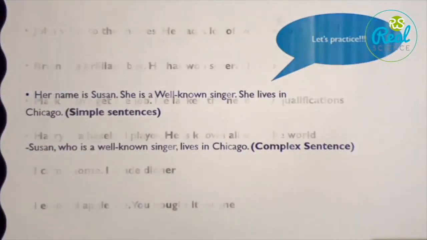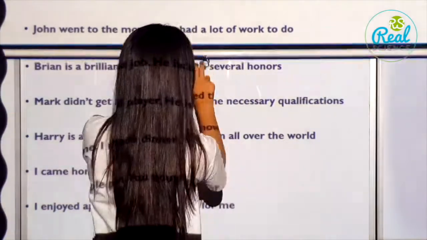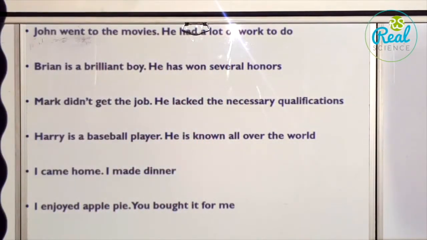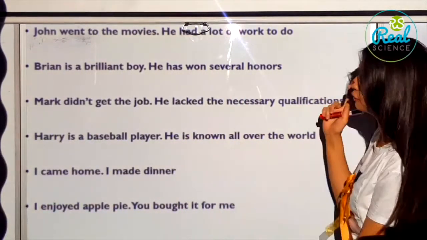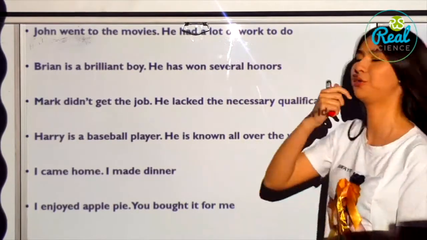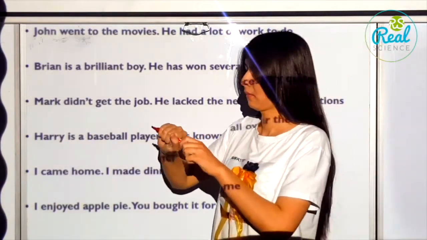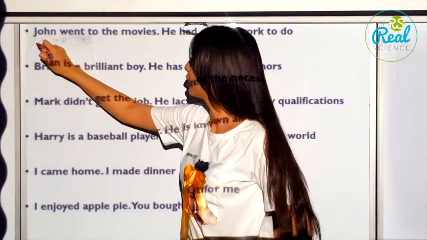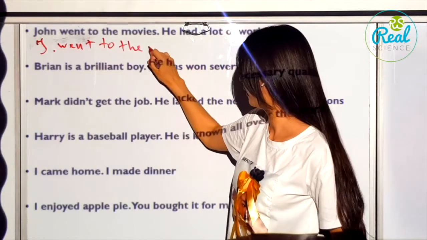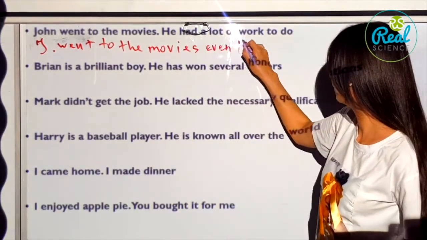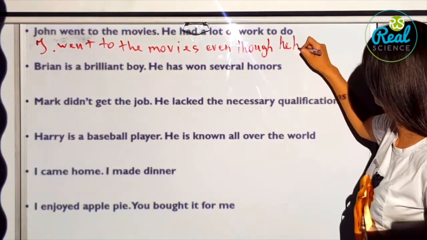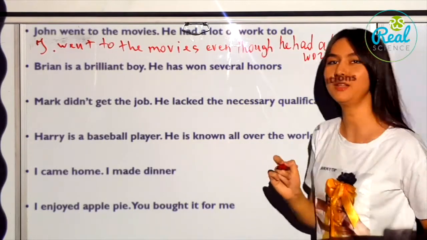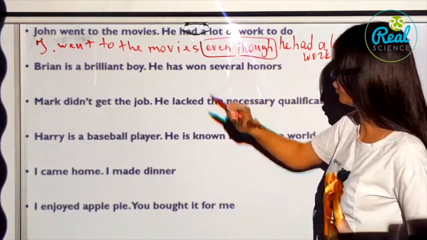We will work together. Now look at this one. I will write, and you will tell me. The first one: John went to the movies. He had a lot of work to do. Let's join them. Even though. Yes, good job. Even though it's more suitable here. So look, John went to the movies even though he had a lot of work to do. Now it's correct. Do you understand how to join? Here we use the conjunction even though.